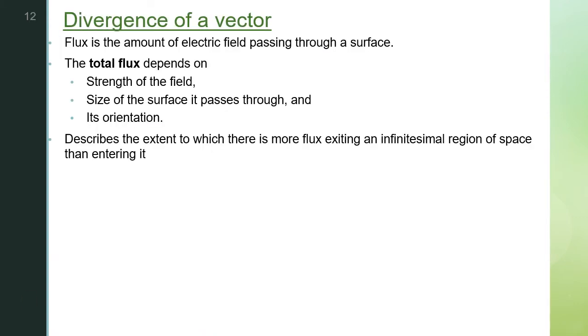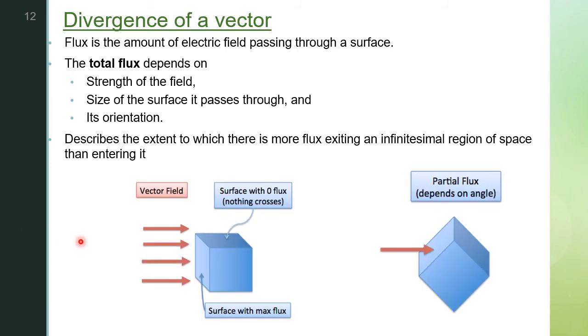The next operation using del operator is divergence of a vector. So before going into divergence, we'll see what is flux. The flux is the amount of a vector field which is passing through a certain surface. So the amount of flux passing through a surface will be dependent on the strength of the quantity. That is, if you consider the vector passing through it, it will depend on magnitude of the field, the size of the surface it is passing through, and the orientation. That is, if it is at an angle, then the amount of flux it passes through is less. And if it is on a flat surface, it will pass more flux.